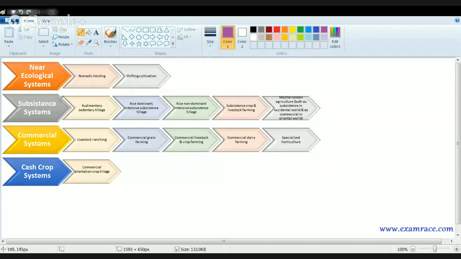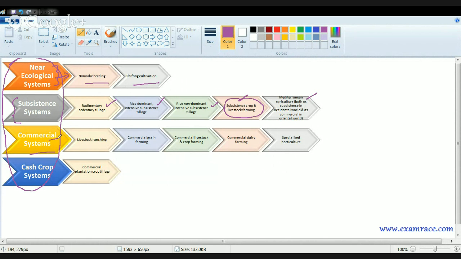So here are the four major categories which are given in bold. So these are the 4 major categories that he used. So the first category is near ecological system that includes nomadic herding and shifting cultivation. We'll discuss all of these in detail in the coming section. Then you have the subsistence systems. Under subsistence systems, he talked about 5 basic varieties. First is rudimentary sedentary, then intensive subsistence with rice dominant, with rice as non-dominant. Then you have crop and livestock farming together, and finally Mediterranean agriculture.